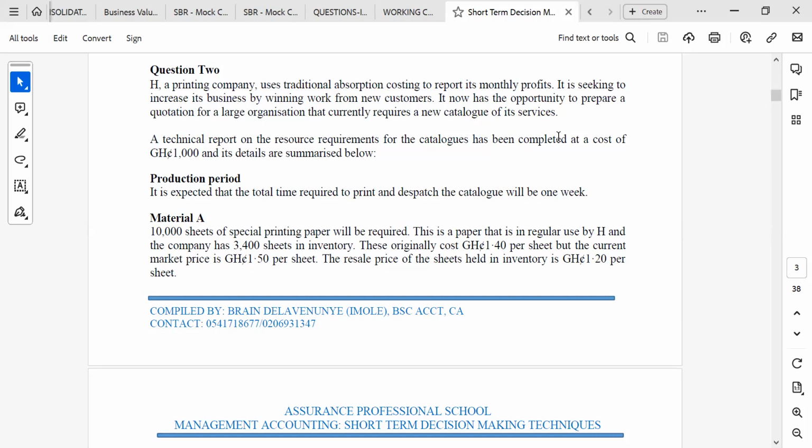The 1,000 is a relevant cost. Is 1,000 a relevant cost?